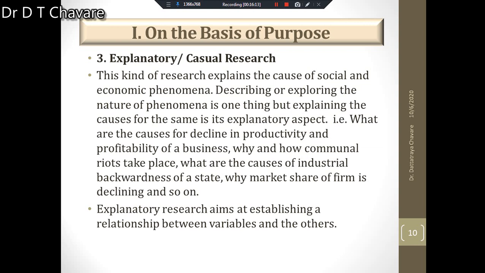Why and how do communal riots take place? What are the causes of industrial backwardness of a state? Why is the market share of a firm declining, and so on. These are some examples I have given here. With the help of these examples, you can understand how this explanatory or causal research is conducted. Explanatory research aims at establishing a relationship between variables and the others. Such type of research is conducted. In this way, causal research or explanatory research is conducted.